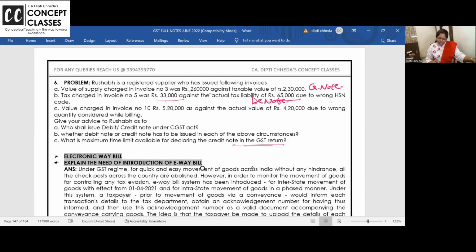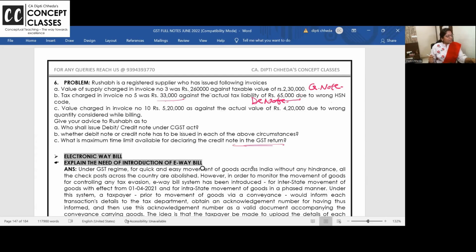Value charged in invoice number 10 is rupees 5,20,000 as against actual value of 420 due to wrong quantity considered. गलत बिलिंग के कारण goods have gone out 420. Party to sales 420 होना था, but it is 520. Sorry party, we have overcharged you 1 lakh rupees. Party को क्या करोगे? Credit. So which note we will give?